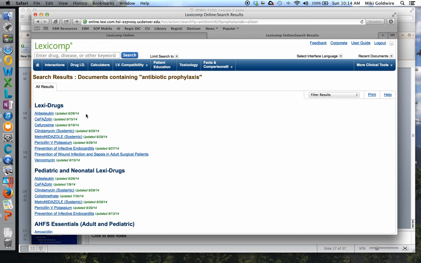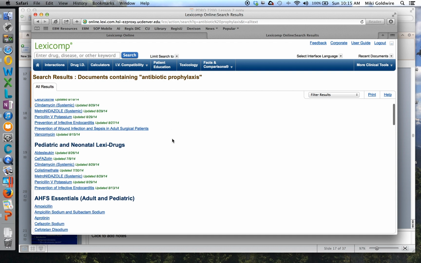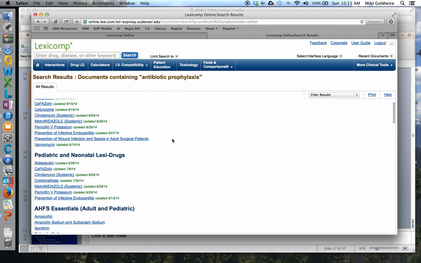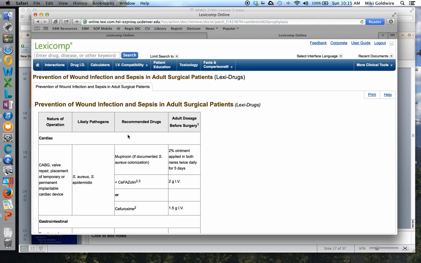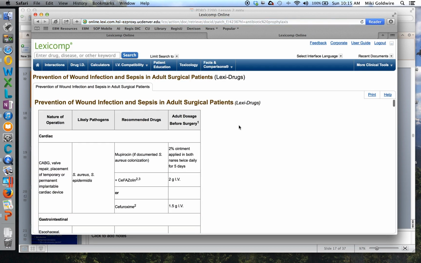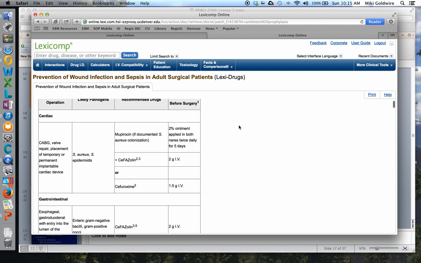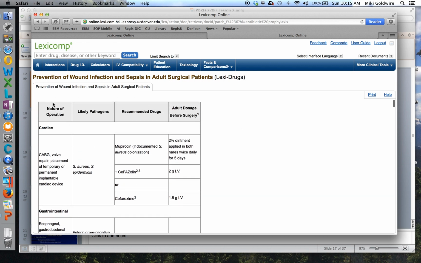And one of the summary documents I get up is the prevention of wound infections and sepsis in adult surgical patients. Prevention of infective endocarditis. So I'm going to click on this prevention of wound infection and sepsis in adult surgical patients. And you can see that it's organized by nature of operation, likely pathogens, recommended drugs, and adult dosage.